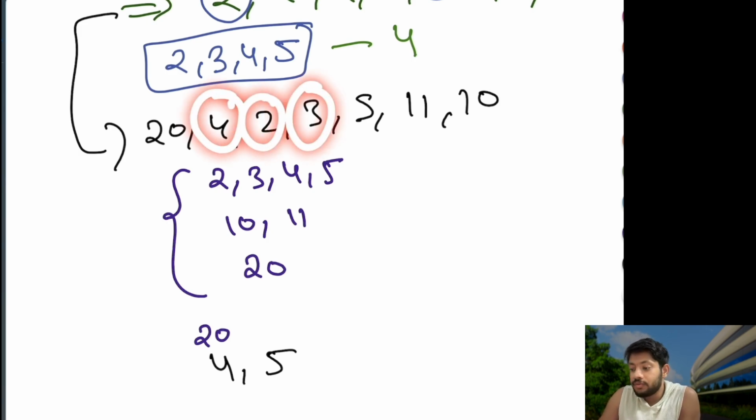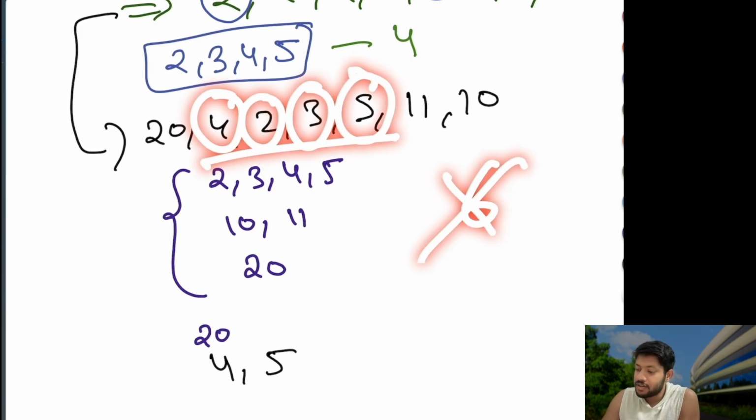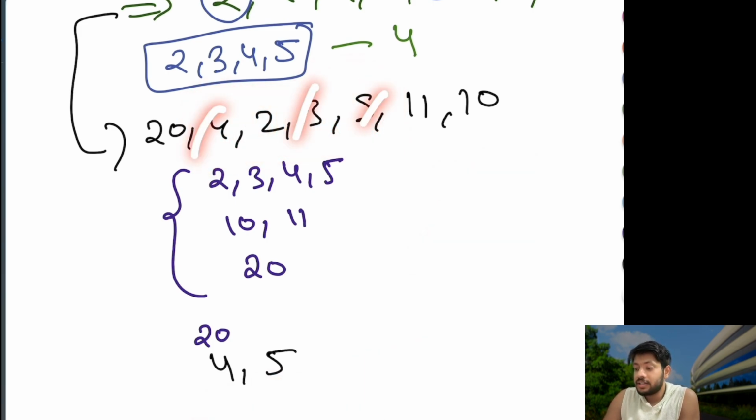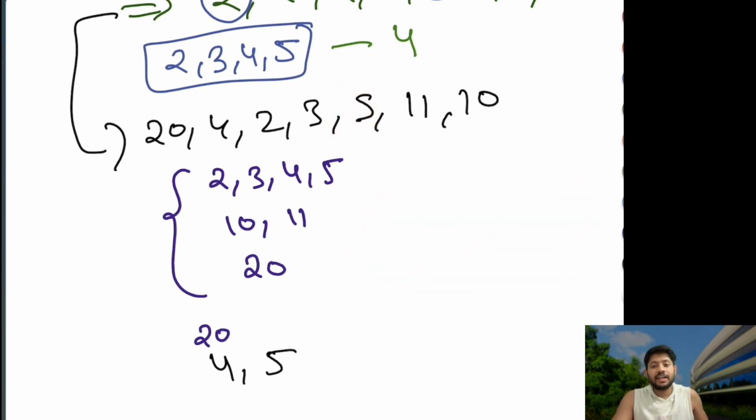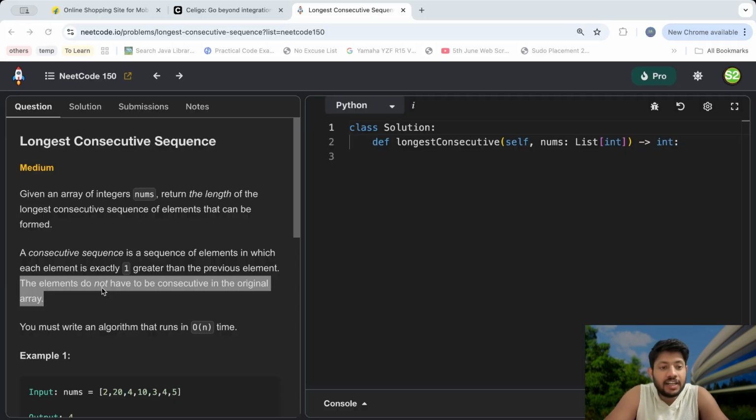Then I will need a 4. I got a 4. Then I will need a 5. I got a 5. Then I will need a 6. I don't have a 6. That's the end, right? So 2, 3, 4, 5, right? Then with 3, I can form a sequence 3, 4, 5. Then with 5, I cannot form a sequence. Just one element will be there, 5, because I don't have a 6. So we can say every element itself is a starting element in my sequence.